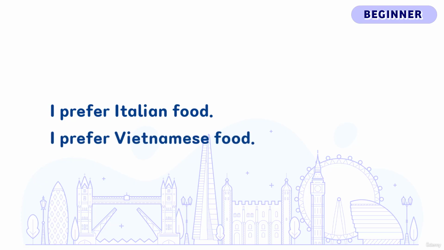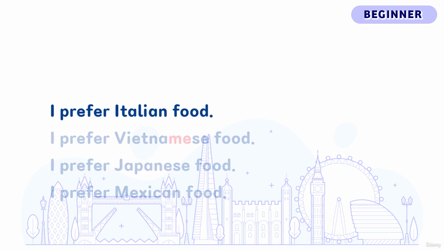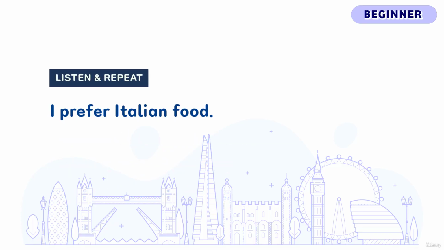I prefer Vietnamese food. When you say Vietnamese, the stress is on me. So it's Vietnamese, Vietnamese. Listen to the sentence again. I prefer Vietnamese food. I prefer Japanese food. I prefer Mexican food. Okay, so let's practice these sentences.